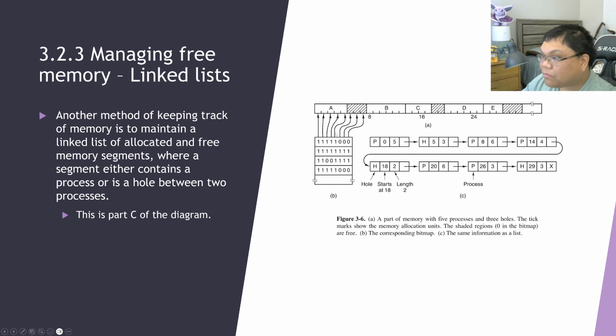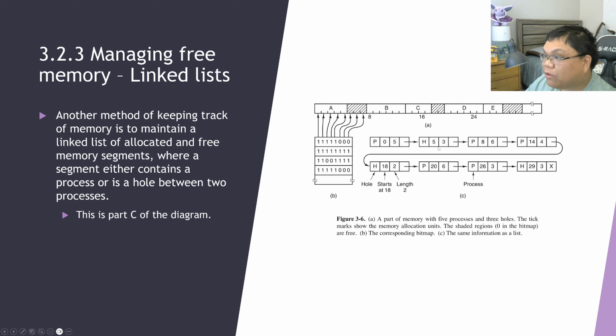Previously we were using a bitmap to represent used and unused sections of memory. No, we're not using a bitmap, we're using a linked list instead. So here's how it works. Process A starts at address 0 and takes up 5 units.